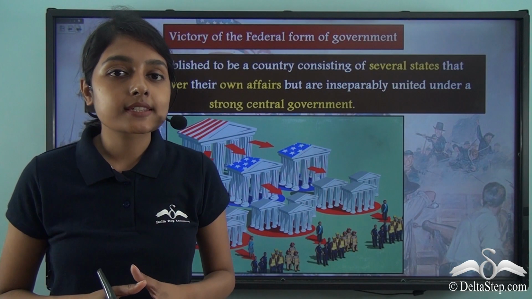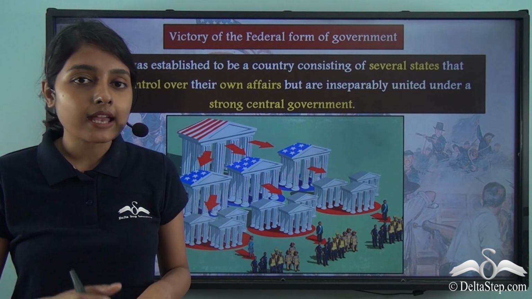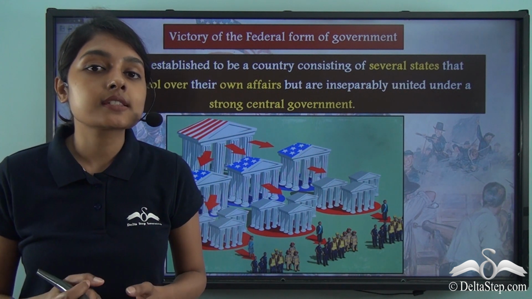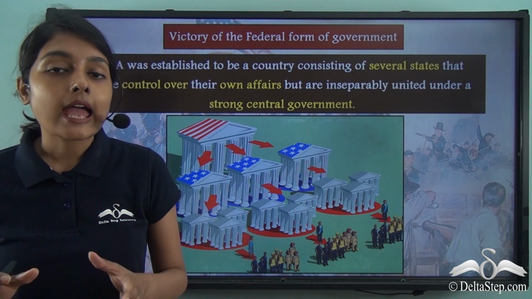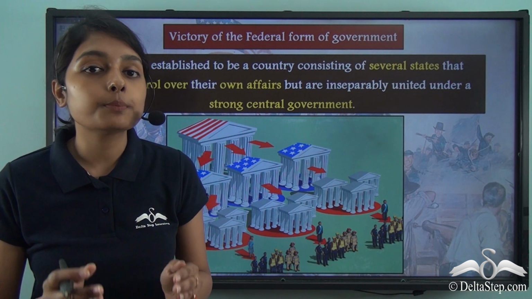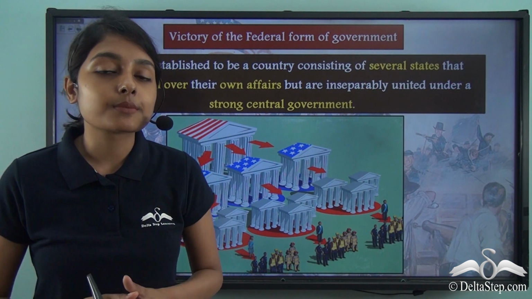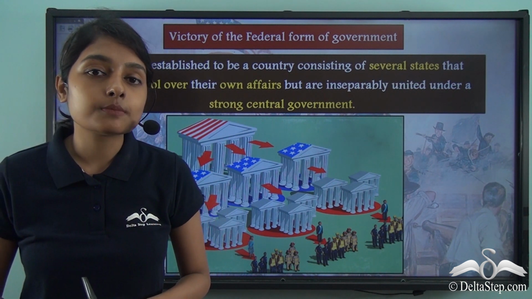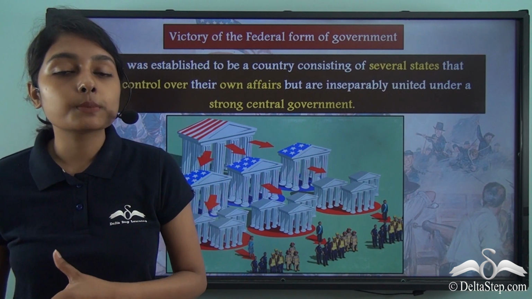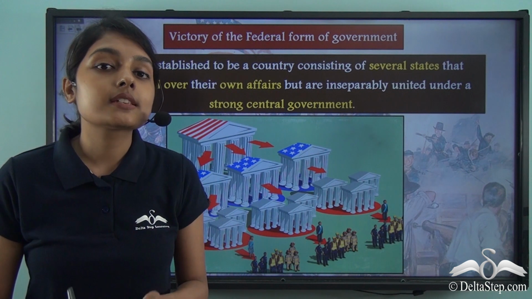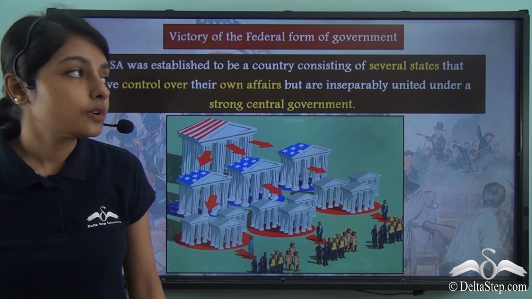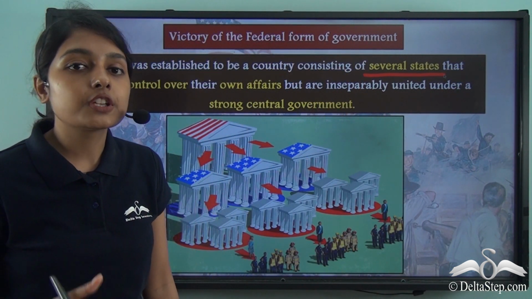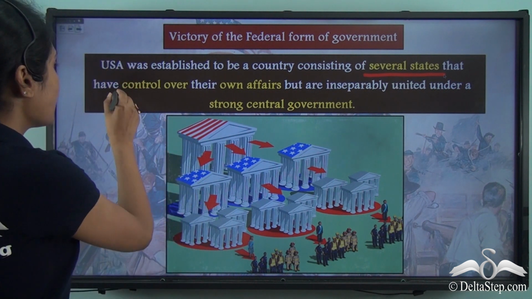During the American Civil War, that is before the war broke out and immediately after the war broke out, 7 plus 4, 11 southern states had seceded from the Union, and this caused a disruption in the political system. That is, the federal system of government was disrupted. After the American Civil War came to an end, a strong central government was required to keep all these states together.